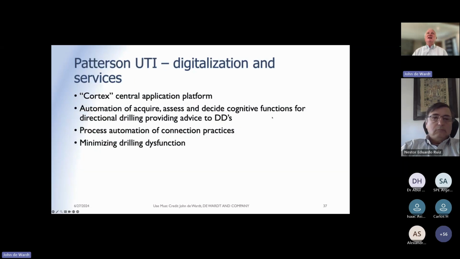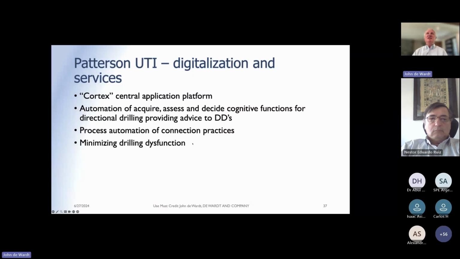Patterson-UTI have a system they call Cortex, which is a central application platform. And they are actually acquiring, assessing, and deciding for directional drilling. They're doing process automation of connection practices. They're minimizing drilling dysfunction. So they're going up the curve of applying apps through their automated system.